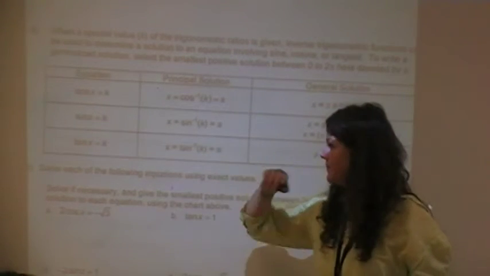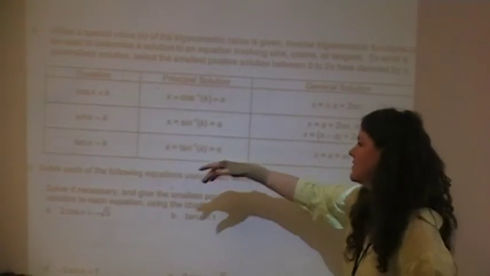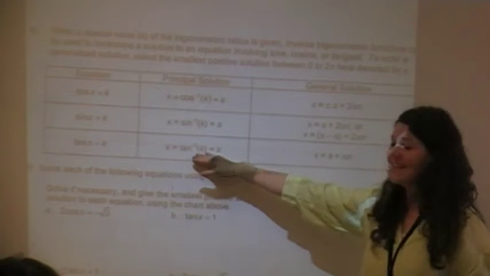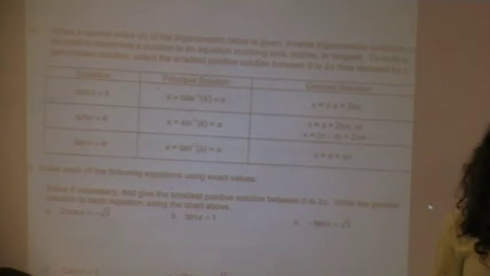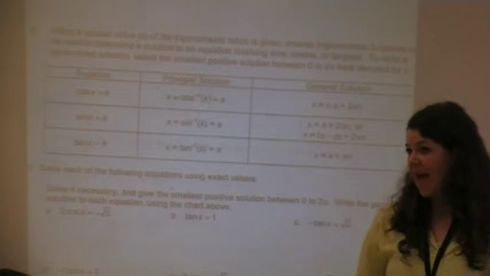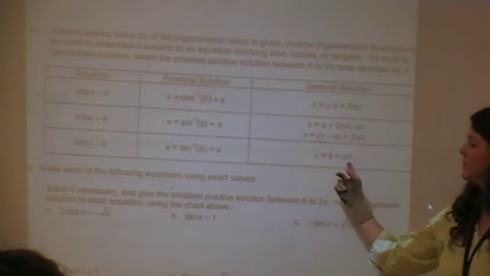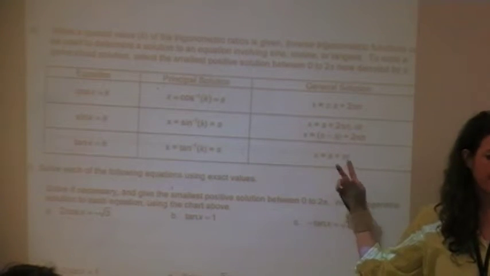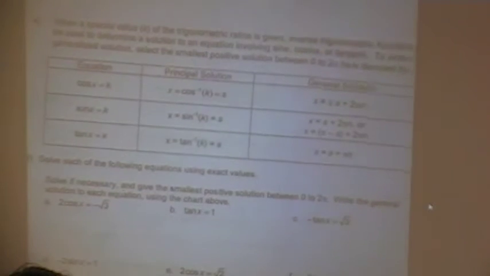Okay, then tangent. Cosine's easiest, then tangent, then sine. Tangent's a little easy too. You just arc tangent it, and then tangent, because its period is not 2 pi, you just add or subtract 180, or you add or subtract pi, which is what this is telling you. Okay, so now we're going to do it. Here we go.